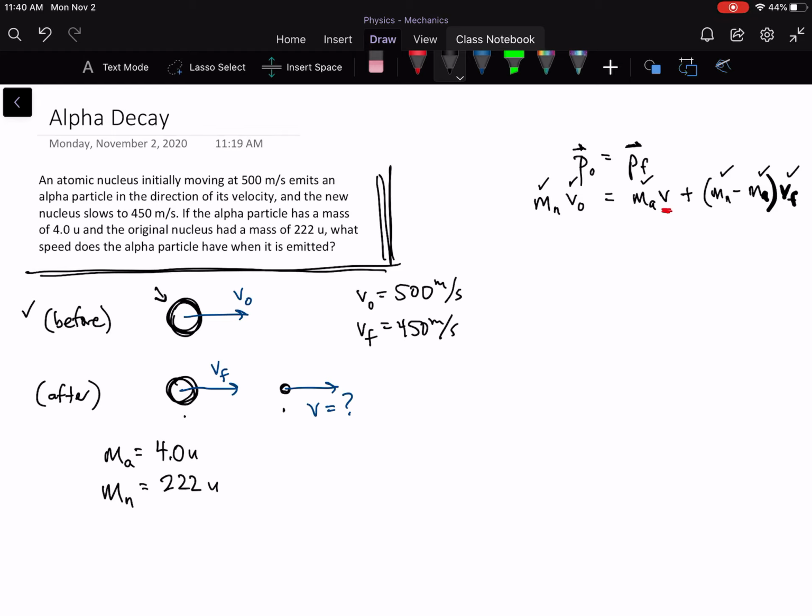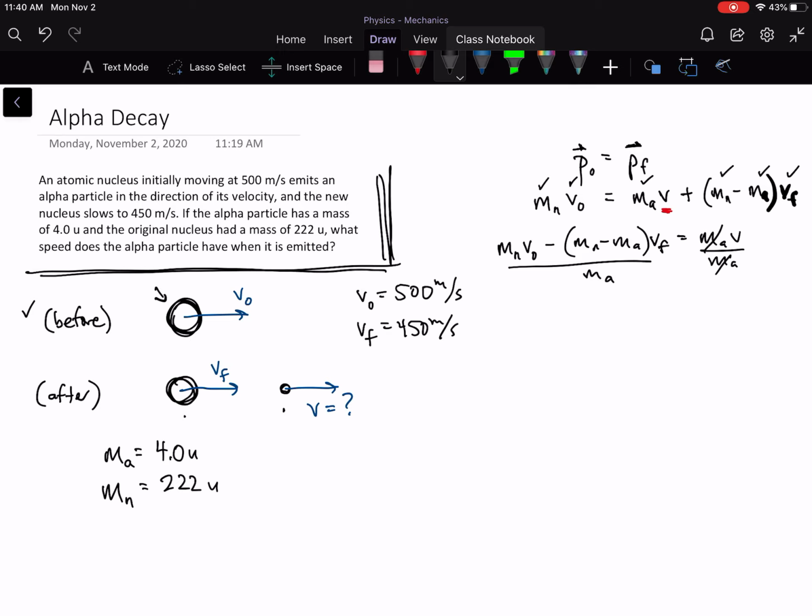Let's see, what do we want to do? Well, we'll move first this thing to the other side, so subtract that from both sides. And then divide both sides by the mass of the alpha particle. That cancels it over here, puts it in the denominator over here. And then we can just substitute in for all of this stuff. So let's see if I can fit it in.